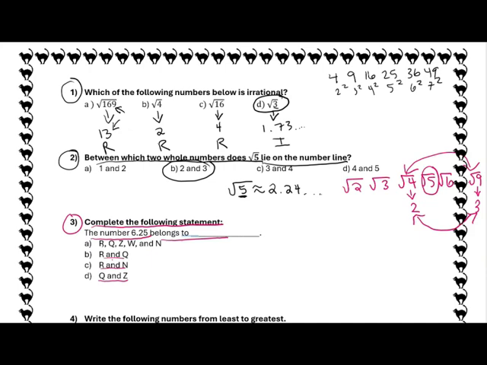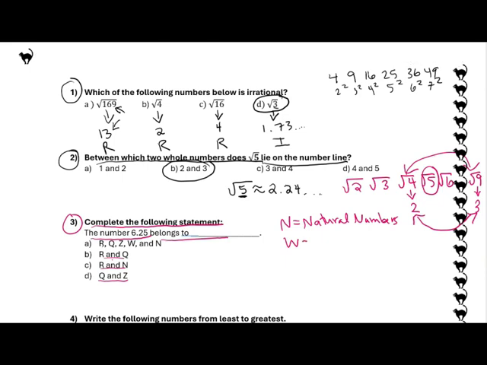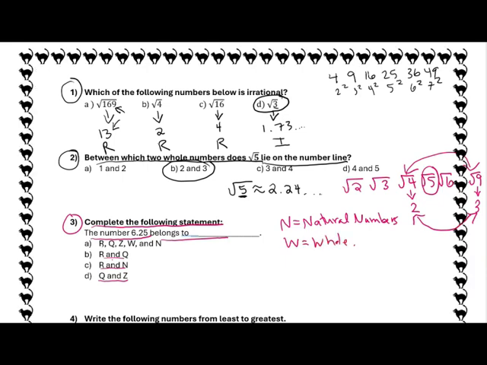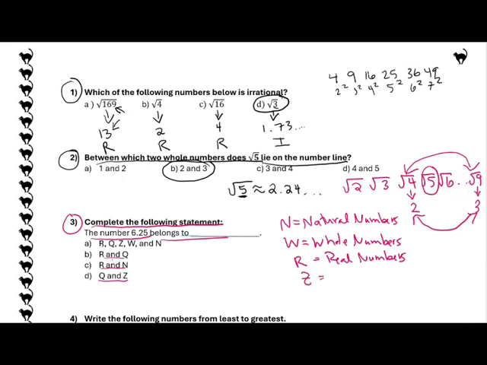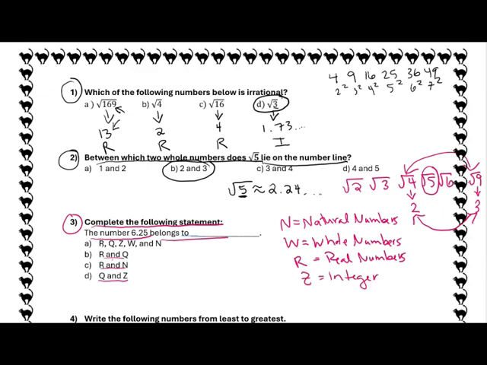Okay, so N stands for natural numbers. W stands for whole numbers. R stands for real numbers. Z stands for integers. Okay, well, integers are more like whole positive and negative numbers.